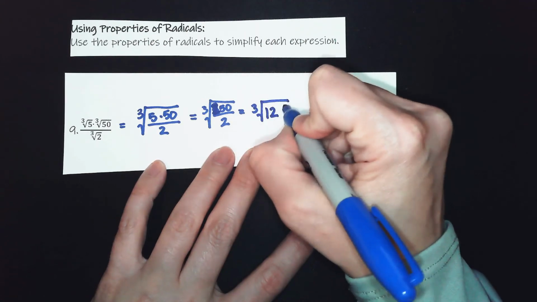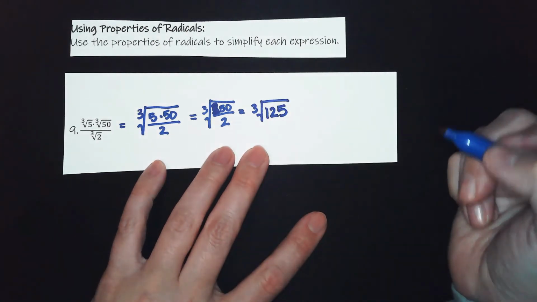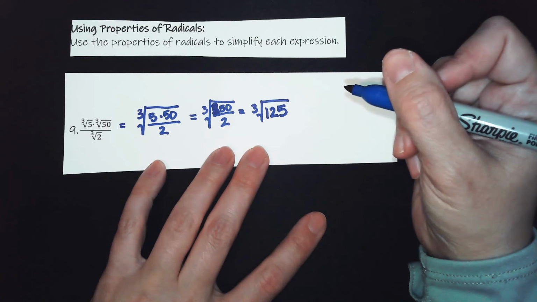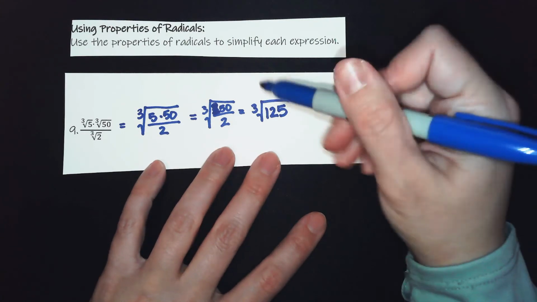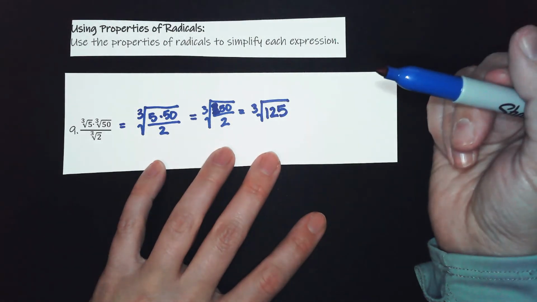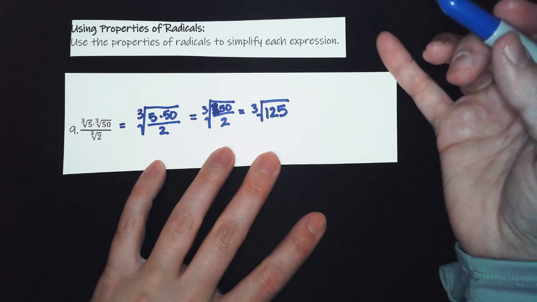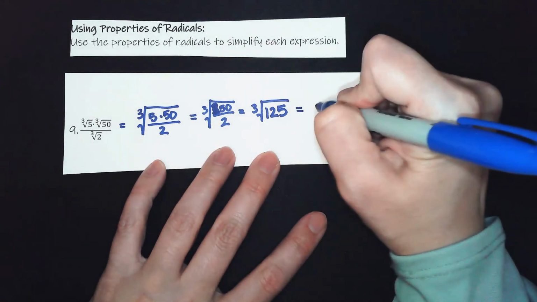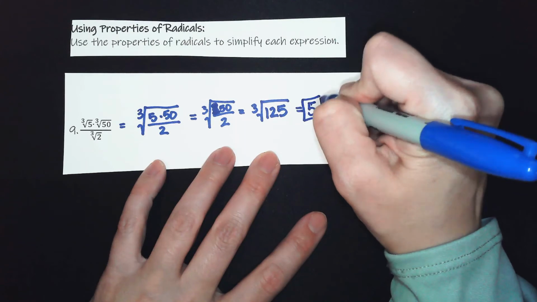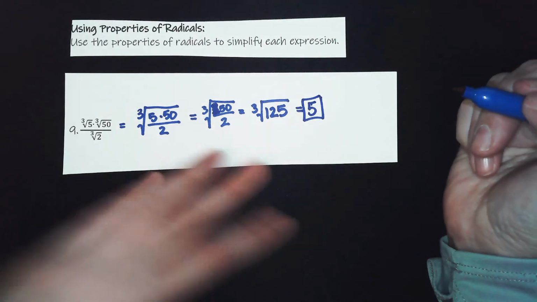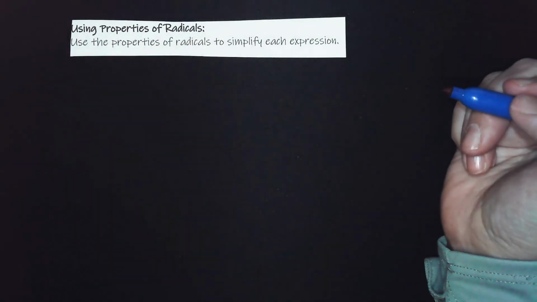All right, and I can divide 250 by 2. I get 125. And I can take the third root of 125. So if you have trouble thinking of those, you can use your calculator or think of what times itself 3 times equals 125. And in this case, that is 5.